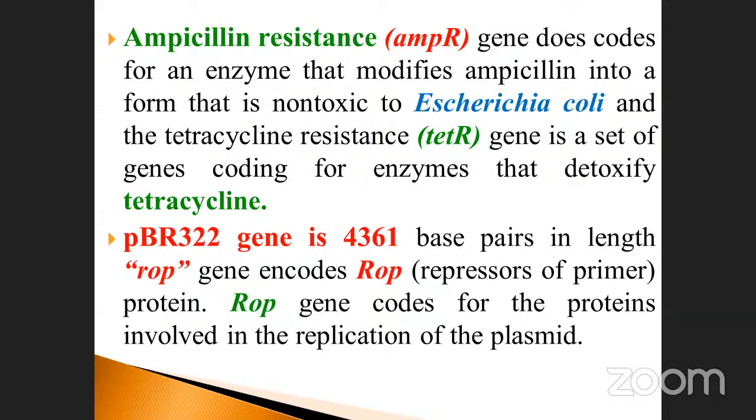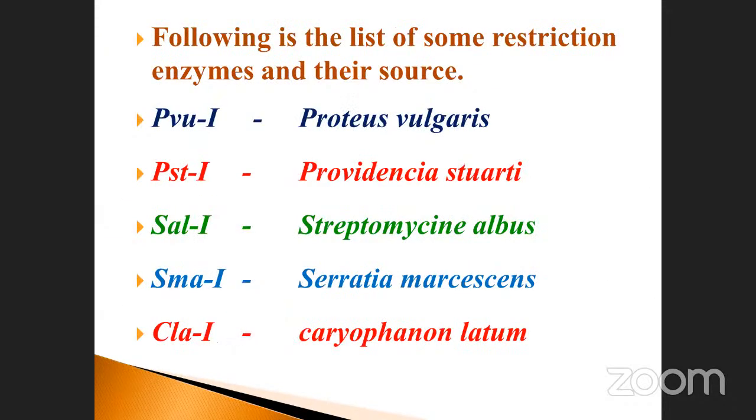And the rop gene is there. Rop gene is called repressor of primer. It's also present in it. It's used for the replication of the plasmid. And then the following enzyme sites are also encoded: PvuI, PstI, SalI, SmaI and ClaI, that is, Pv, Ps, S and C. Okay, the corresponding names are given here.